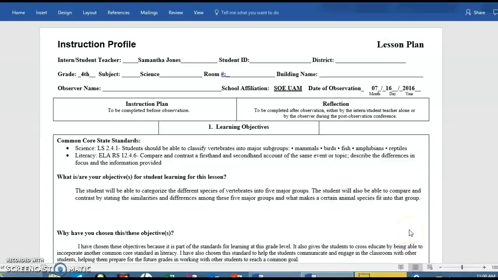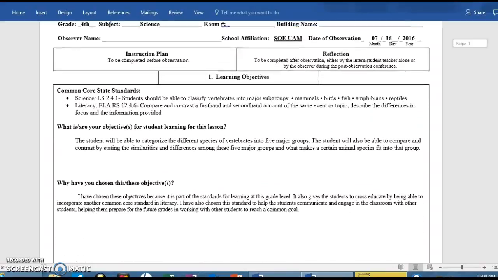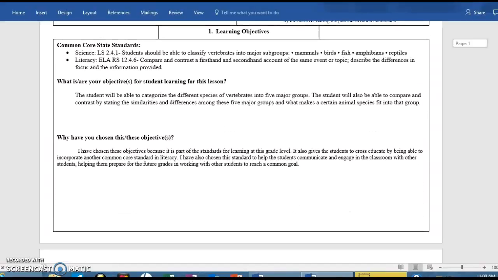Hello, this is Samantha Jones, and this is a lesson plan for advanced teaching and assessment. I will do a lesson plan over 4th grade, and the subject will be science. We'll start off with section 1, which is the learning objectives.